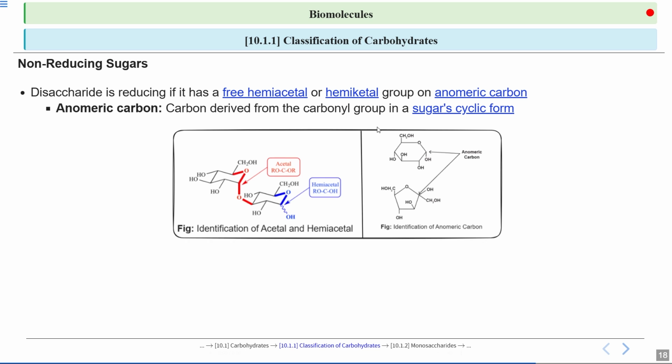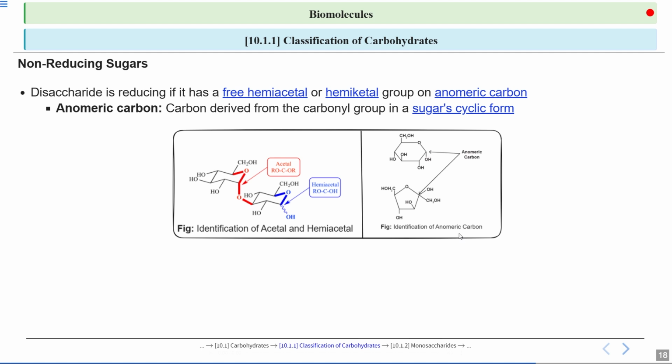If you see over here, this is the identification of hemiacetal and acetal. In the hemiacetal, we have a carbon with one OH group and one OR group. And this is an acetal. In an acetal, to a single carbon, both OR groups are attached. So this is a hemiacetal, which is derived from an aldehyde and alcohol, and this is an acetal.